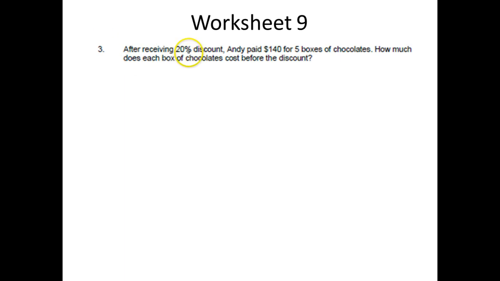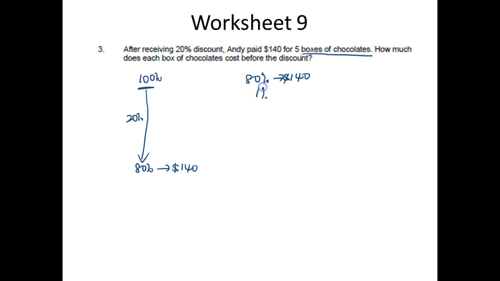After receiving 20% discount, Andy paid $140 for 5 boxes of chocolates. So I know there's a discount, 20% discount, he only paid 80%. This is my 100%. Andy paid 140 for 5 boxes, so 80% is 140. 1% is 140 divided by 80, which is 7 over 4.